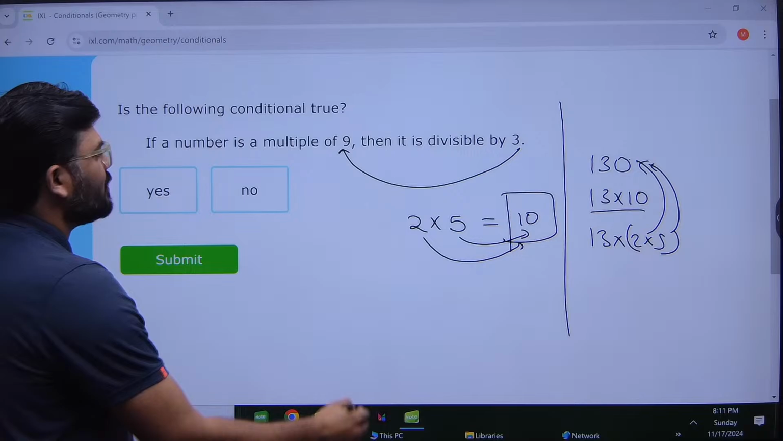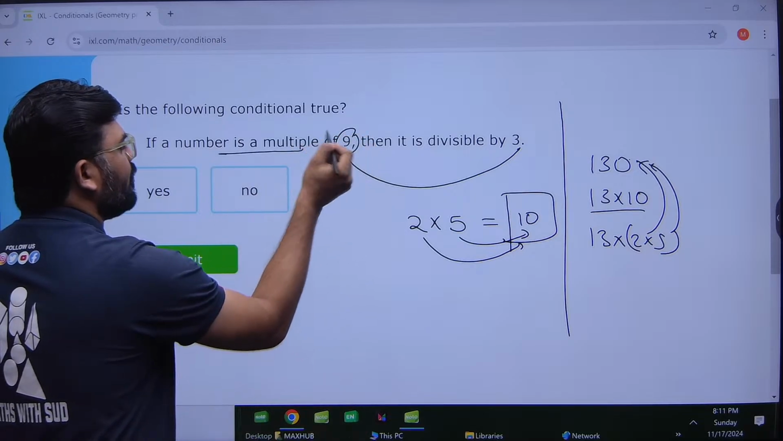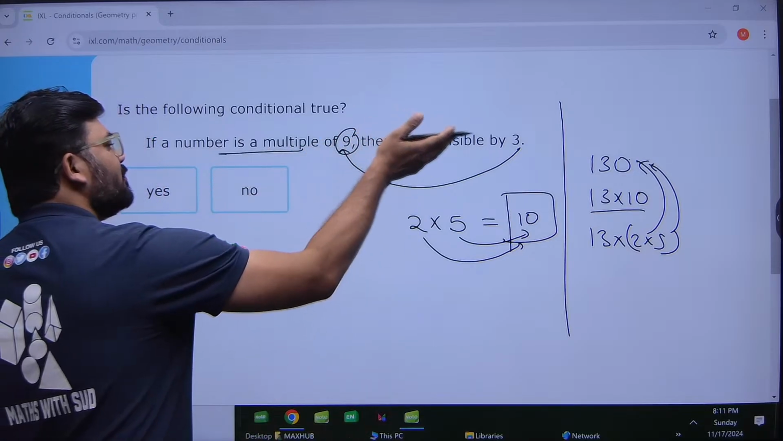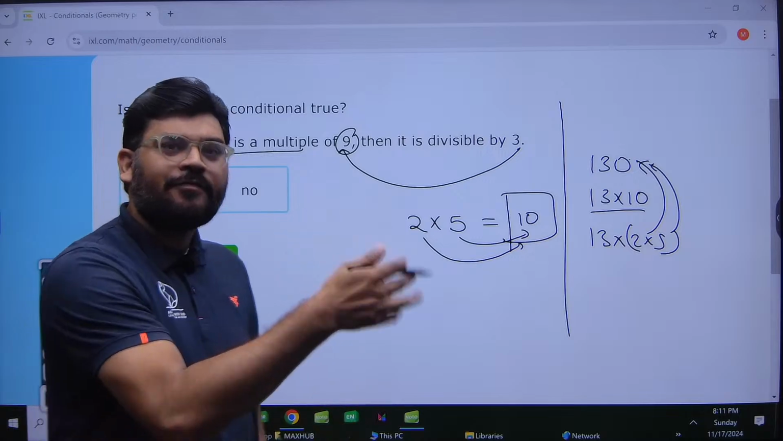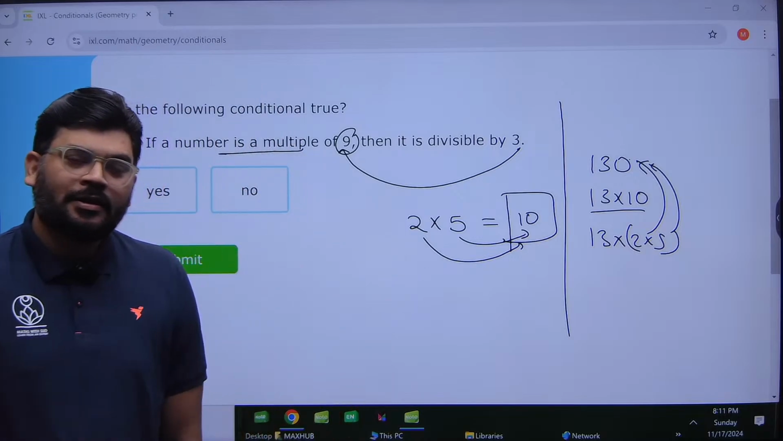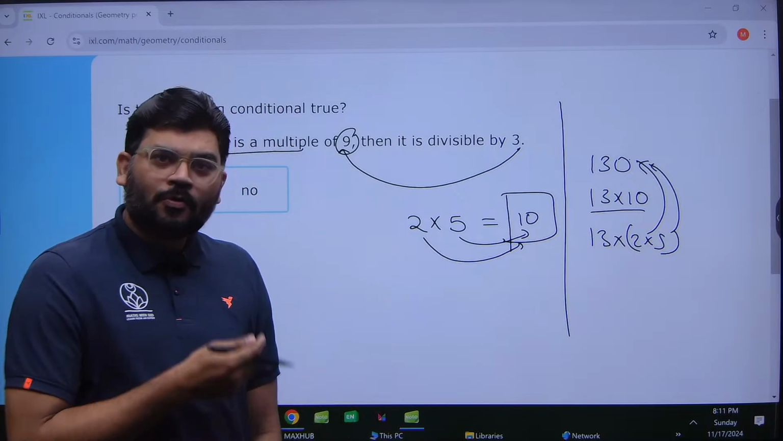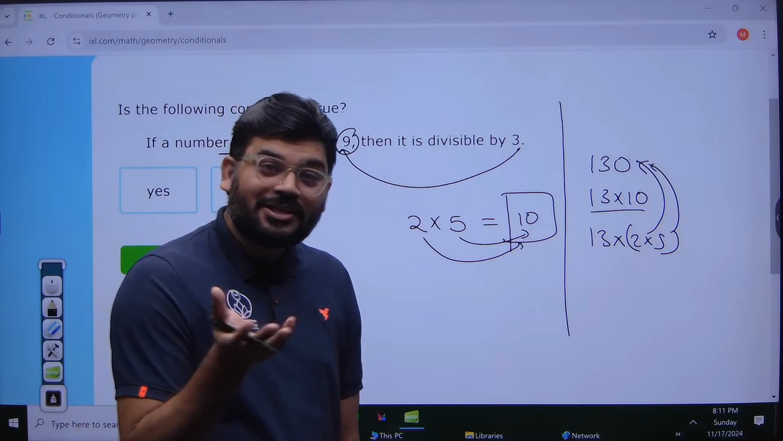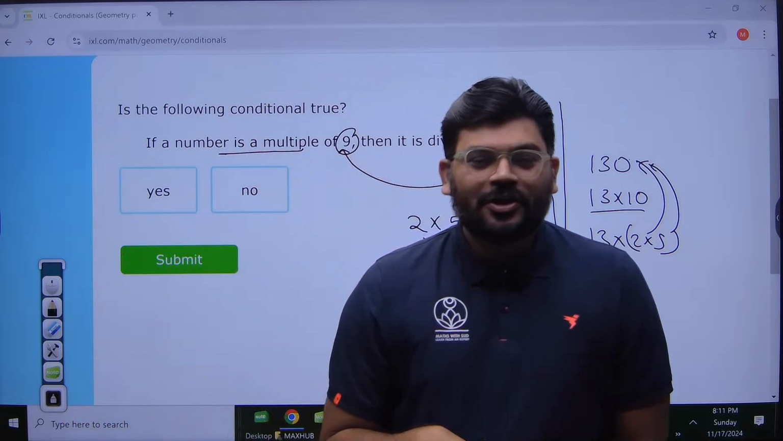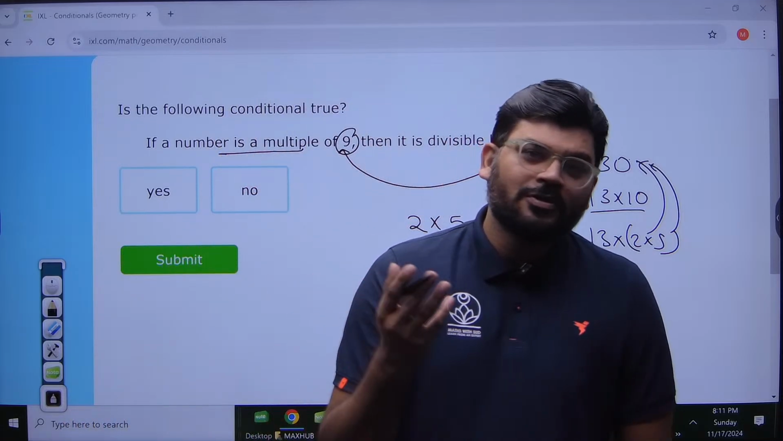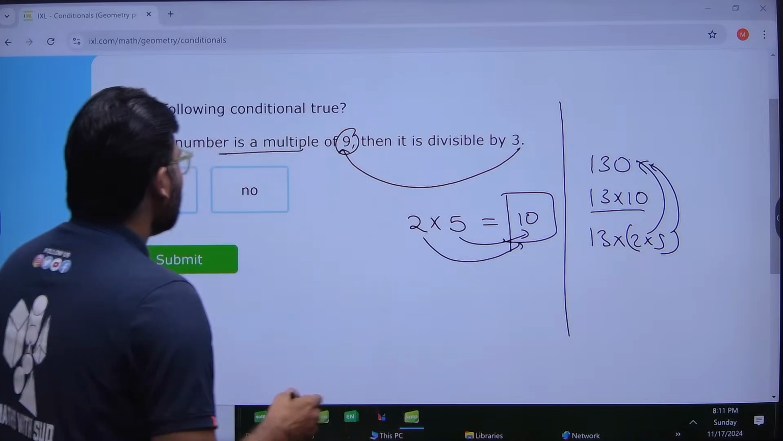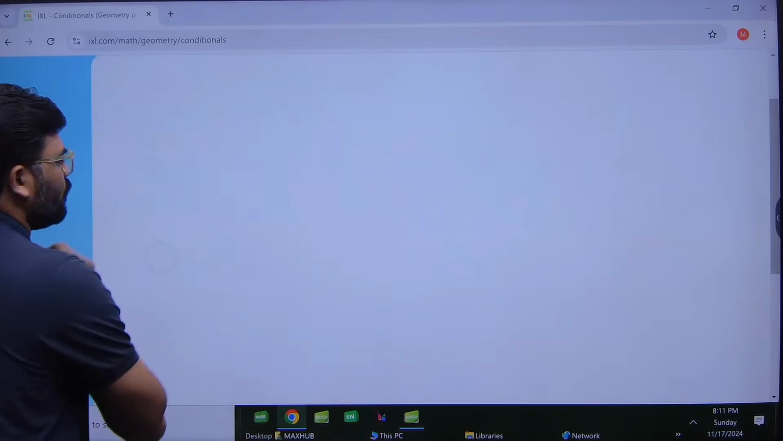If a number is divisible by 9, that means it is a multiple of 9. Of course, it is divisible by 3 because 3 itself is a factor of 9. How is 9 made? 9 is made by multiplying 3 into 3. So, if a number is a multiple of 9, of course, it will be divisible by 3 as well. So, this condition is true.